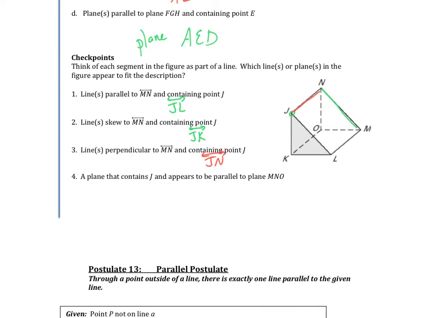And then a plane that contains J and appears to be parallel to MNO. So parallel to MNO would be this red one, JKL. Plane JKL.